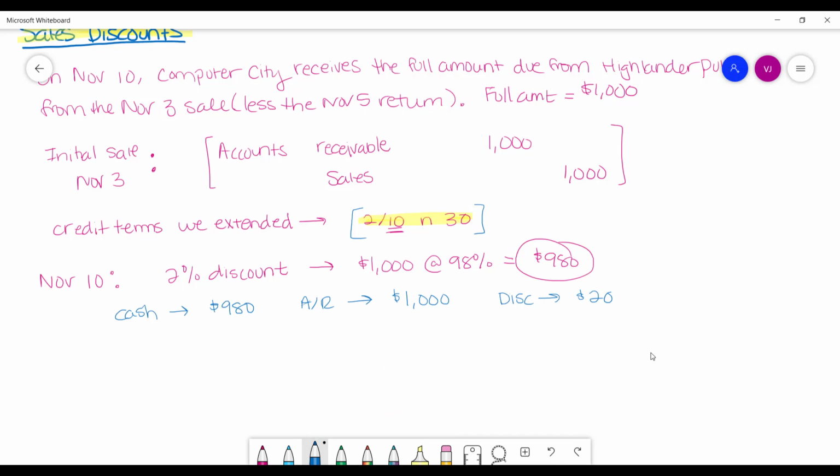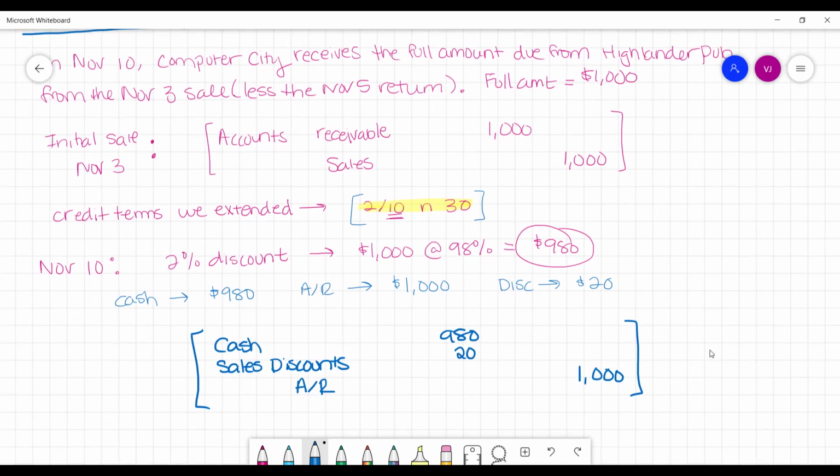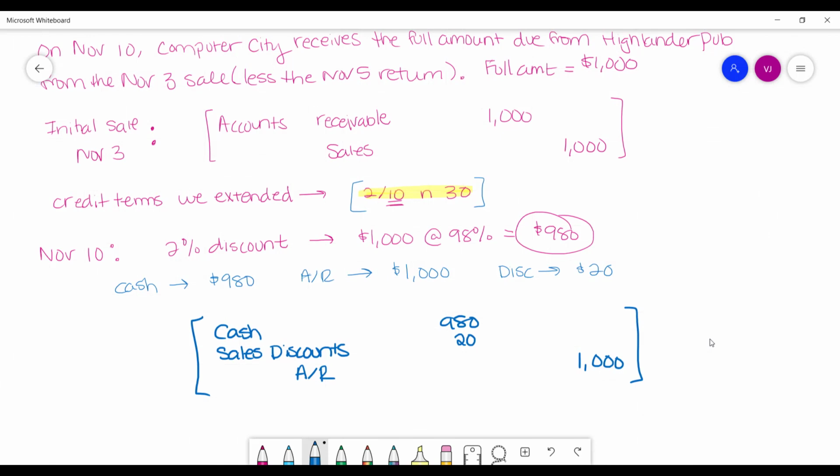Well, how much cash are we getting? $980. So let's debit cash for $980. Accounts receivable, they're paying us off, right? So we actually have to credit accounts receivable for the full $1,000 because now they're paying us what they owe us. But for this to balance, there needs to be a $20 debit. And that $20 debit is going to be a debit to an account called sales discounts, our other contra revenue account. So this account will indirectly decrease sales to give us the net sales amount, but we're not actually going in and altering the actual sales account.